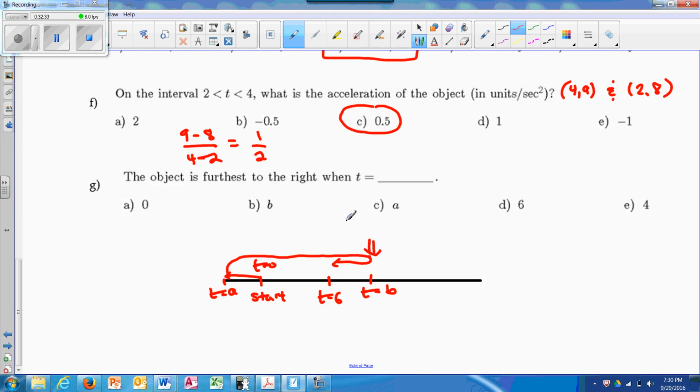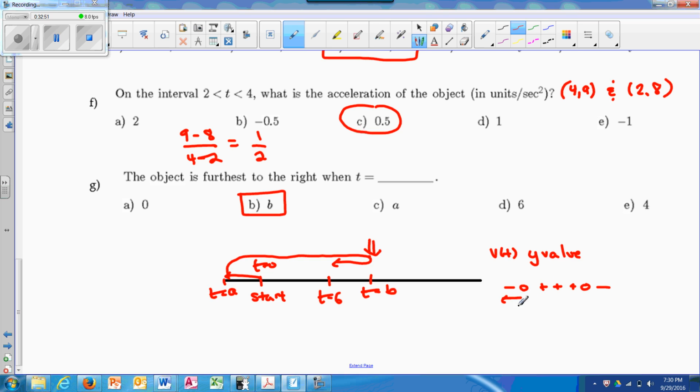Now, when is the speed of the object the least? Remember, you're not looking at the velocity graph anymore. We're looking at this column of speed that we made, and the smallest value for speed is 0. And that occurs at times A and B.